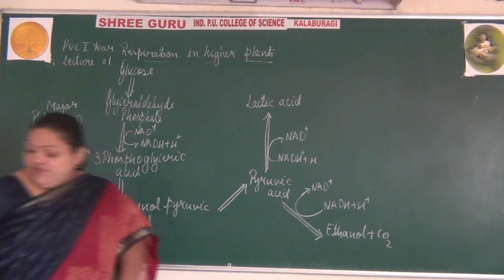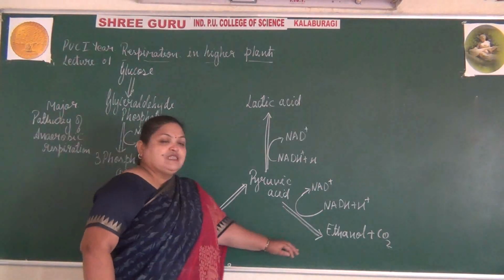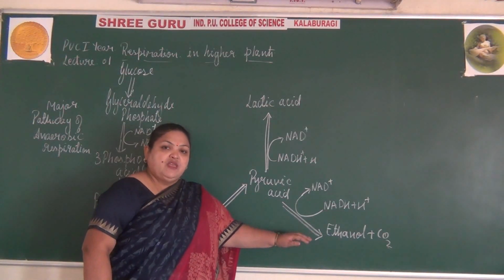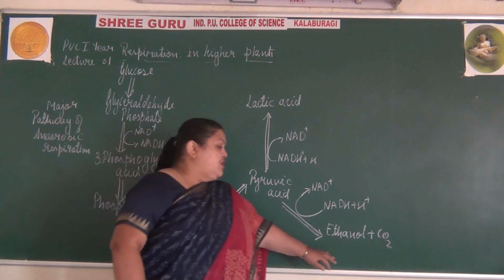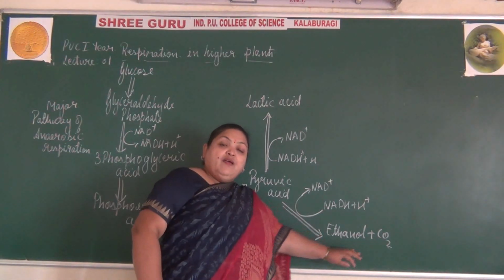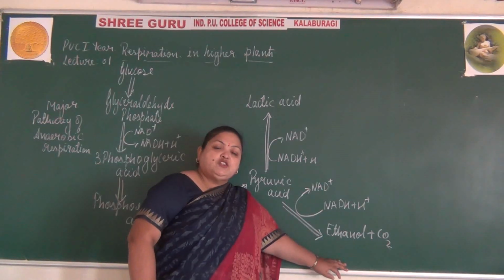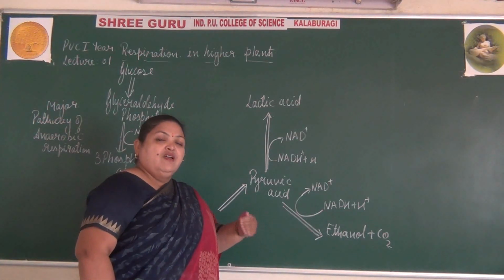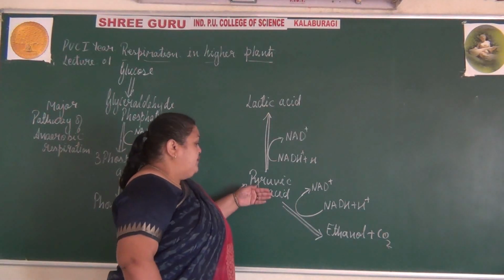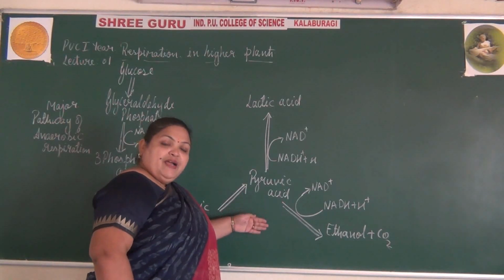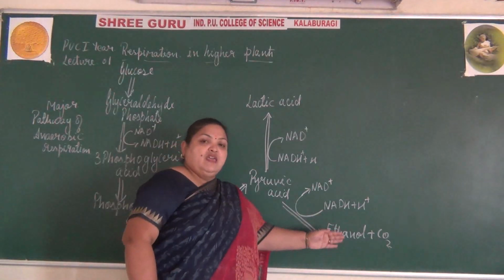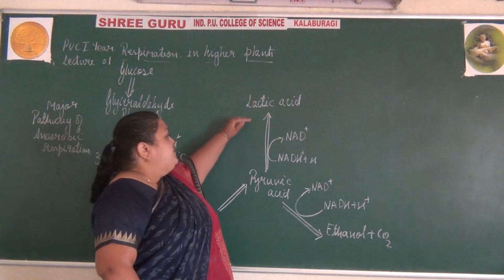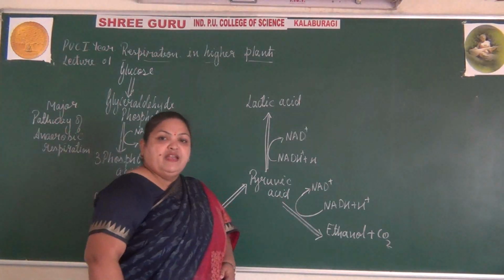Now if the pyruvic acid is subjected to the process in the yeast cells, it helps in the formation of ethyl alcohol and carbon dioxide, as in the formation of alcohol from grape juice, or drinks like whiskey or brandy. When the pyruvic acid is subjected to yeast cells, it forms ethyl alcohol, or if the process is undergone by bacteria, then it forms lactic acid with the utilization of NADH molecules.